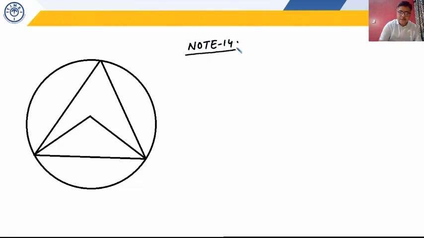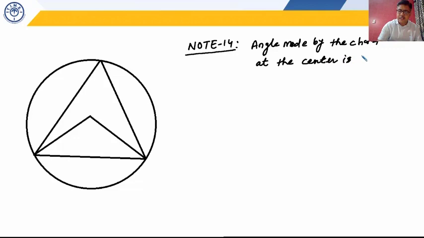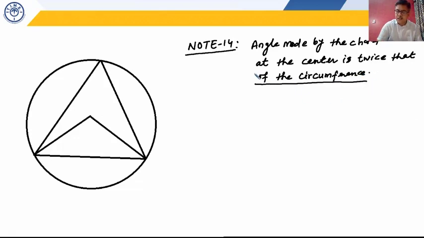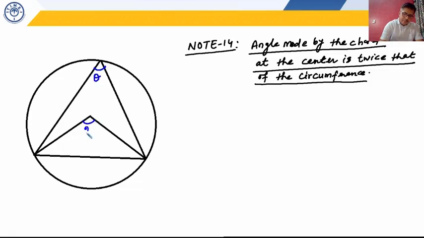This is note 14. Angle made by the chord at the center is twice that of the circumference. Yes, this is a very popular property. So if this is theta, then this is 2 theta, or if this is 2 theta, then this is theta. All right.